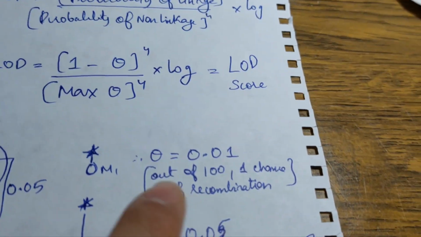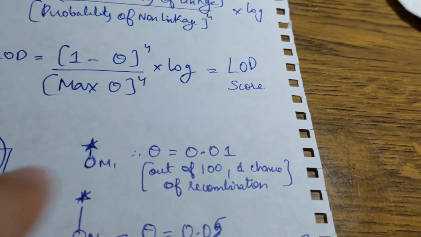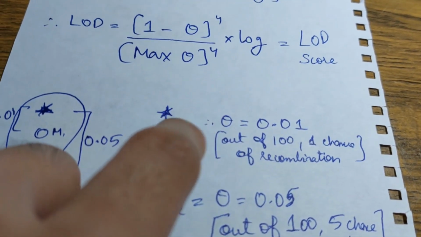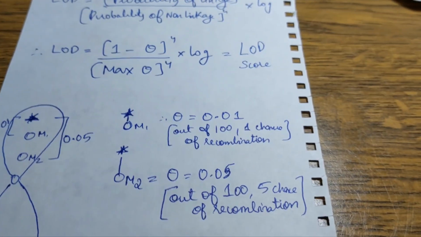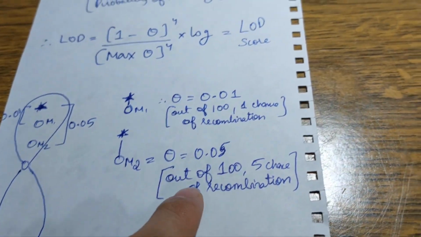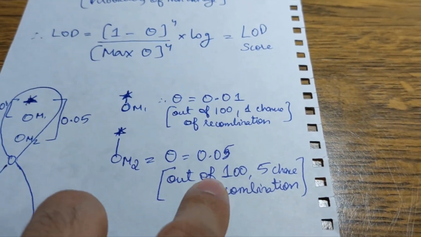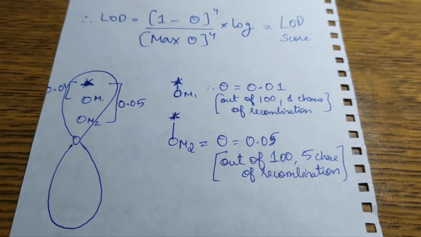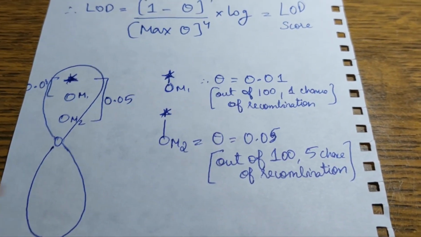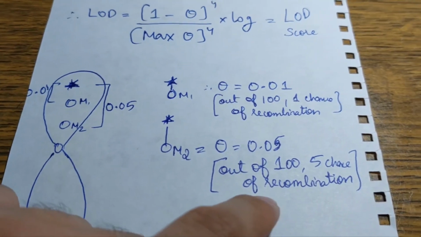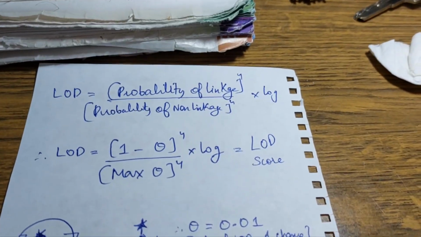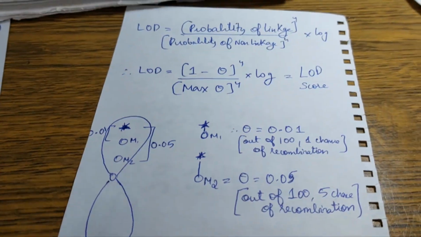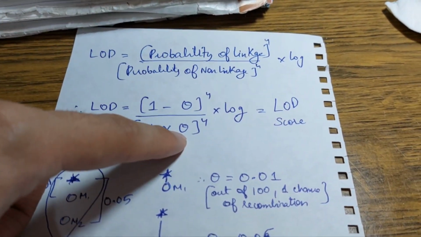So what does this mean? If theta is equal to 0.01, this means that out of 100 chances, there is only one chance of recombination. That means these two are going to get separated. Whereas for the M2 marker, theta is 0.05, which is slightly bigger, so out of 100 chances, there are 5 chances of recombination. This explains that when theta is large, the chance of recombination is higher, and therefore the probability of linkage varies from marker to marker and gene to gene, but the maximum probability of non-linkage is always going to be 0.5.